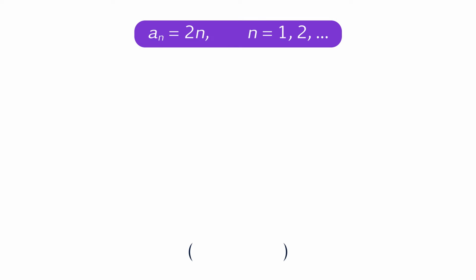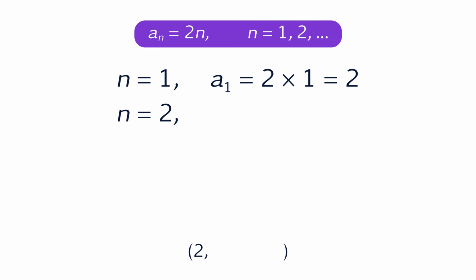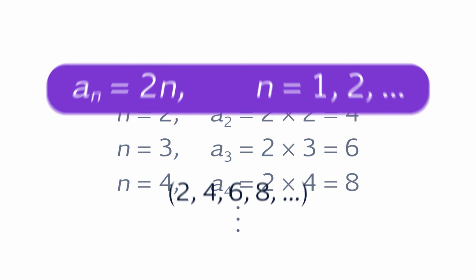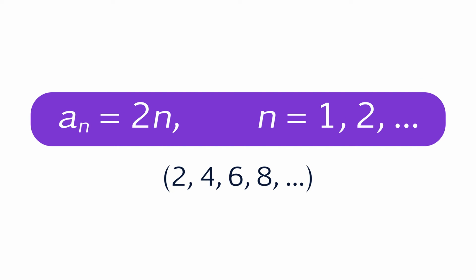The first element is given by n equals 1. Plugging this into the formula, 2 times n, you get 2. The second element is given by n equals 2. When you plug that in, you get 4. The third index gives you 6, and so on. Okay, this is an infinite sequence containing all the positive even numbers.